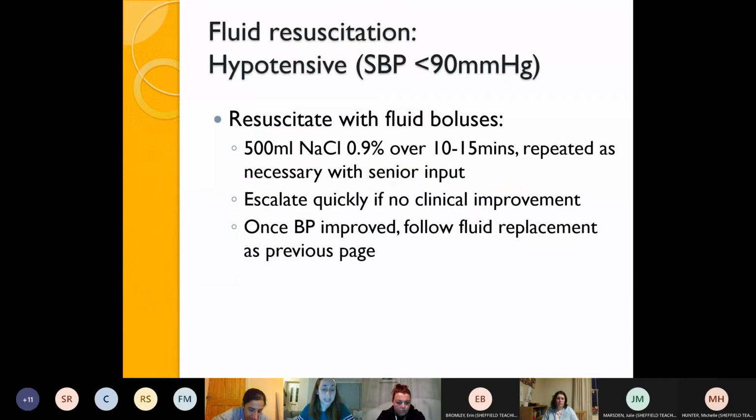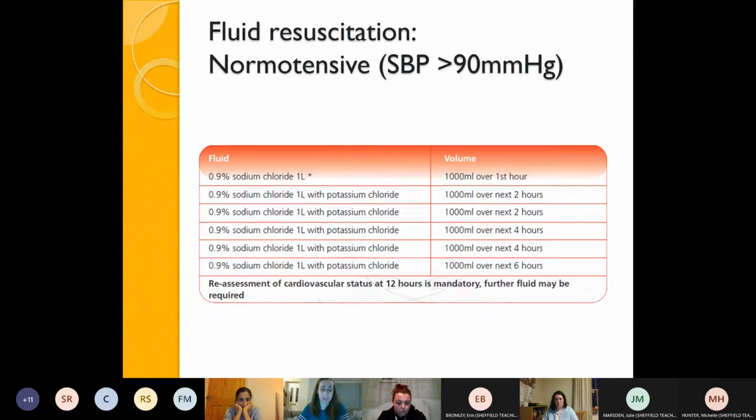So if they're hypotensive, we just fluid resuscitate, as we all know how to do. Give them a fluid bolus, reassess, give them a fluid bolus, reassess. If they're not improving after a litre, if they're still hypotensive, then that needs escalating quite quickly. And once the blood pressure has improved, we go back to this previous slide and we just follow on from there.